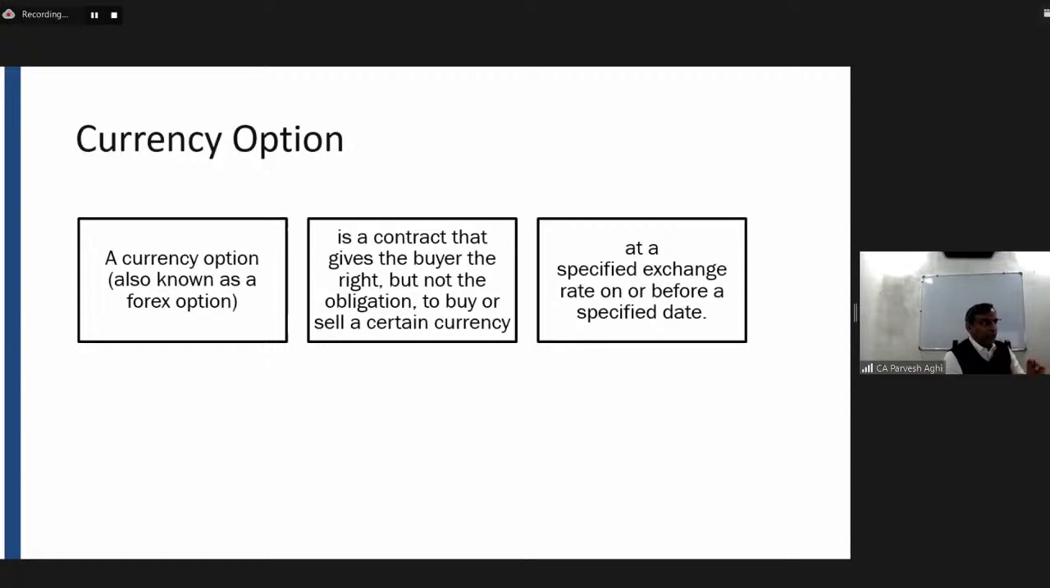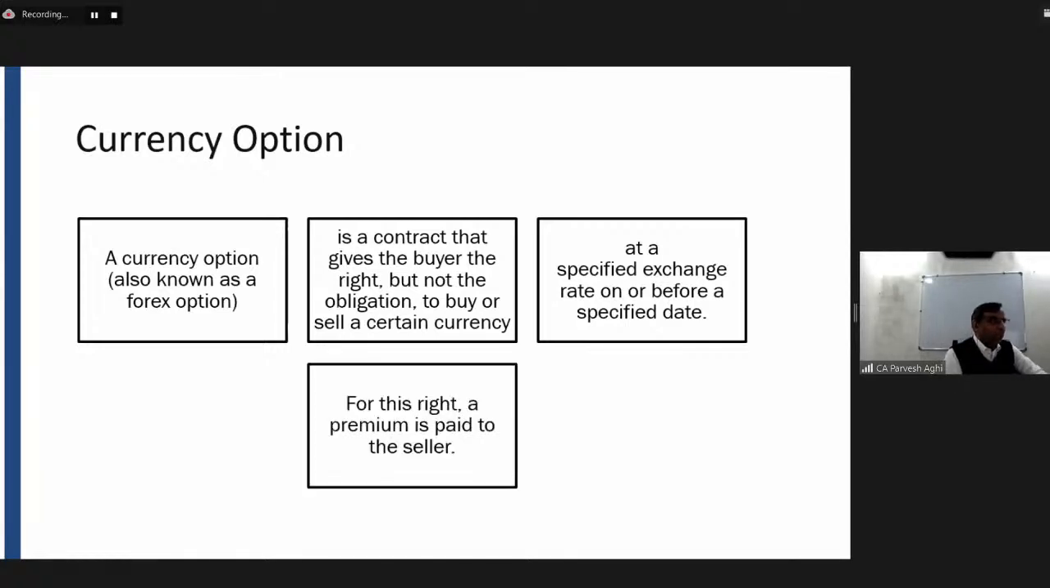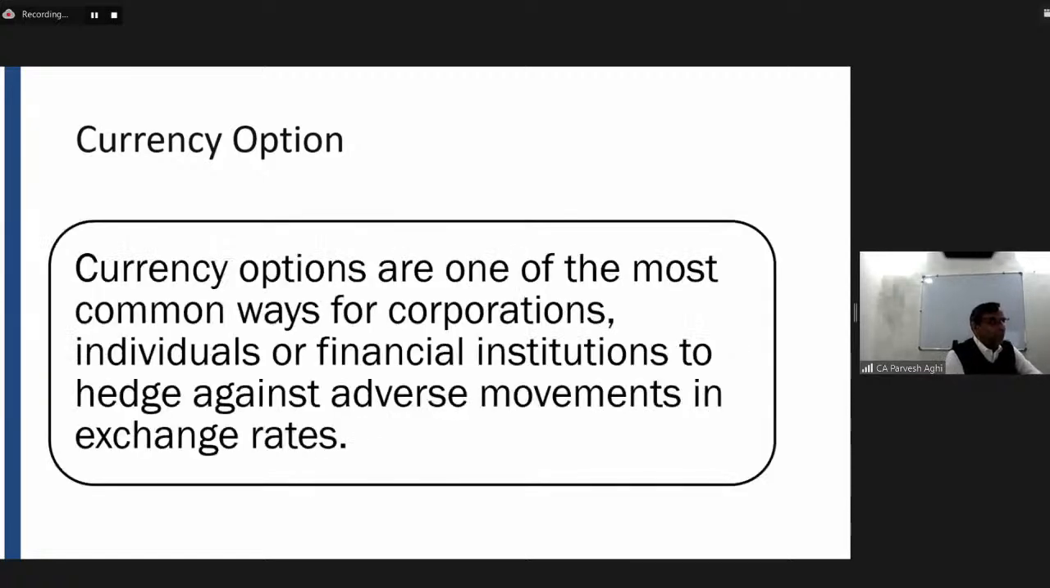It's a contract which gives the buyer a right either to buy or sell the currency at a rate which is fixed today. This right is given for a certain period of time, it can be a month, it can be 2 months. For this right, the premium is paid to the seller. The person writing the contract will demand a premium to give you this right. Currency options are one of the most common ways for corporations, individuals, or financial institutions to hedge against adverse movements in exchange rates.